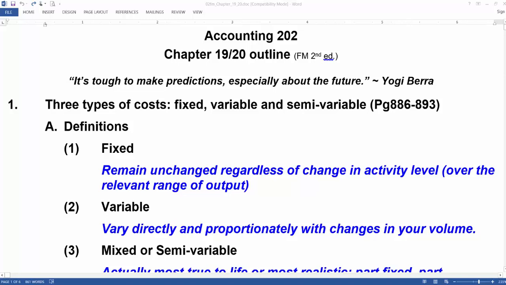Welcome to Accounting 202 Managerial Accounting at Kapiolani Community College. In this video, we'll go over Chapter 19 and 20, which deal with break-even analysis.